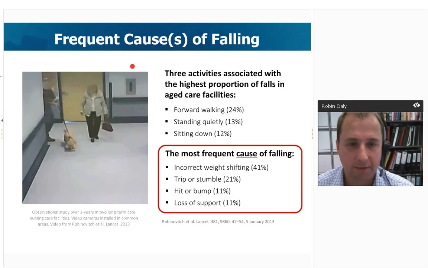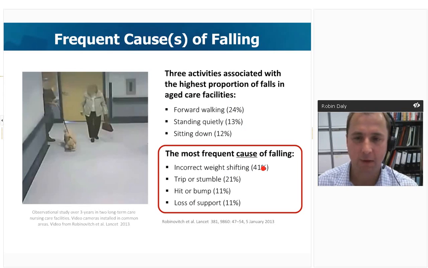Now, with regard to falls, there have been a number of studies looking at why people fall over, and one of the most frequent causes of falling is incorrect weight shifting. Incorrect weight shifting means you basically can't move your foot or shift it quickly enough to gain balance and stop yourself falling over.